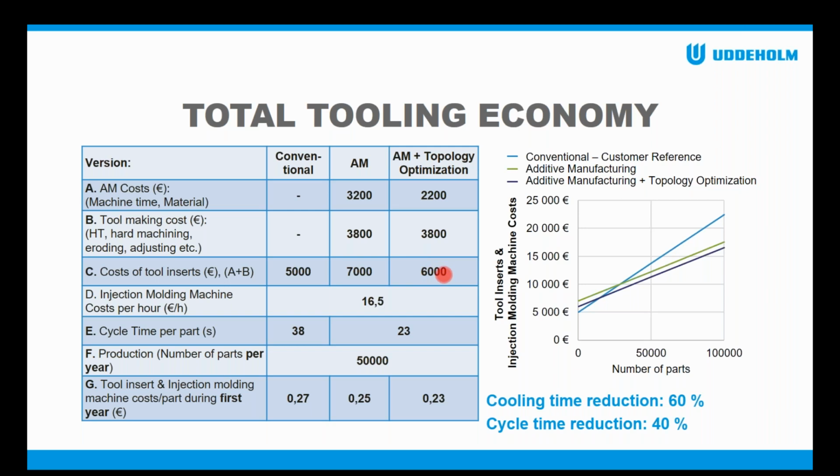And now for one tool, this might not be that much, but imagine that you have several tools or several cavities, and then you only need to topology optimize the first tool, and then you can just print the rest of the cavities.